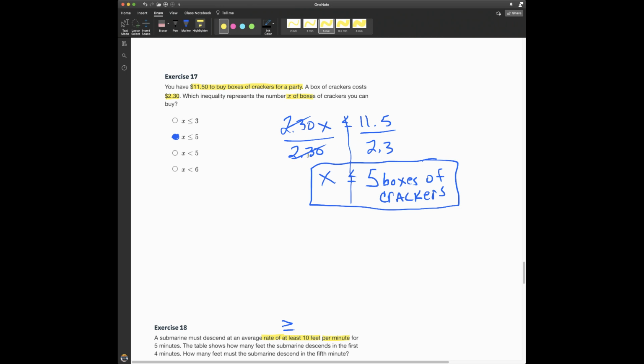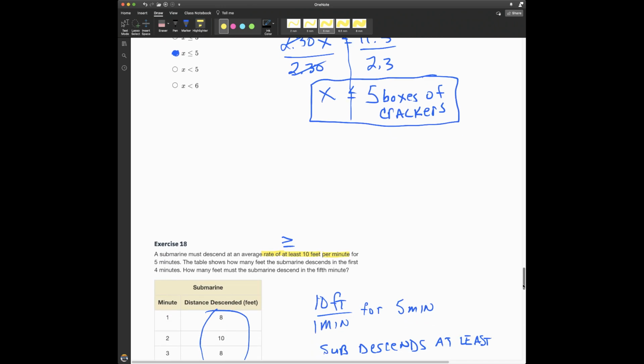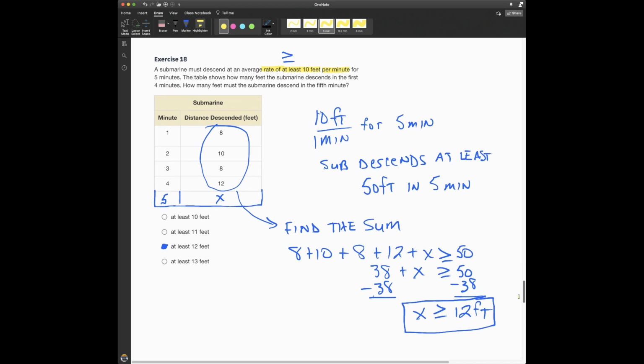So you divide both sides by 2.3, or $2.30, and I see that x has to be less than or equal to 5 boxes of crackers, which means you cannot buy more than 5 boxes. You can buy 3, you can buy 2, but you can't buy 6. You don't have enough money. Okay, we're almost done.